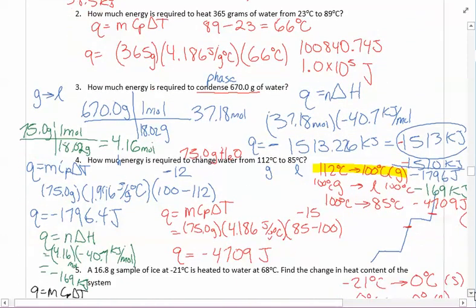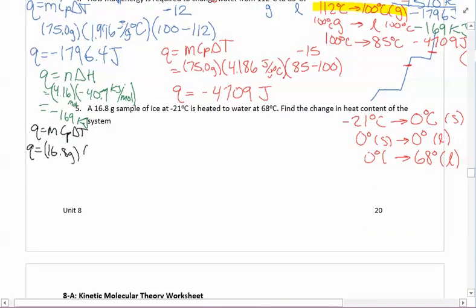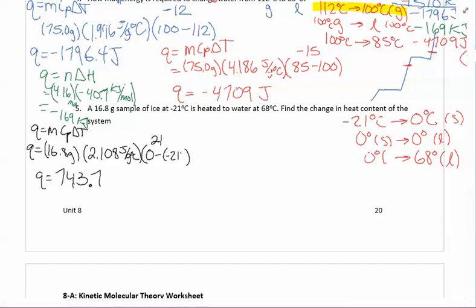2.108 joules per gram degrees Celsius. And then our temperature change. So for this one, we're going to have 0 minus negative 21 degrees Celsius. So this would give us 21 as our temperature change. So for the first part, we end up with 743.7, so we're going to just round it to a whole number, 744 joules. So that's just the amount of energy required to bring it up to 0 degrees Celsius.